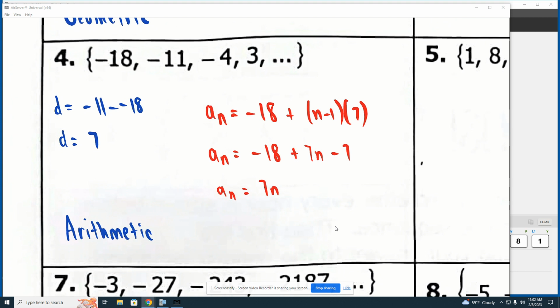I know. I thought you just wrote the formula. Well, this is the formula. But for arithmetic sequences, remember when you initially type in your common difference, you still need to simplify the equation. With geometric, we don't have to, but this one we do. So negative 18 minus 7, negative 25. So this equation would simplify down to 7n minus 25. So I would like you to do that, yeah.